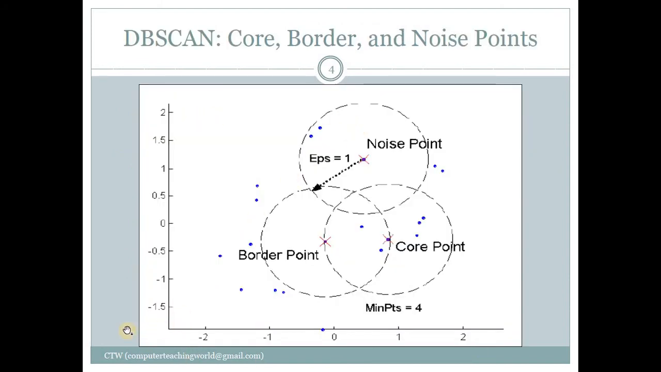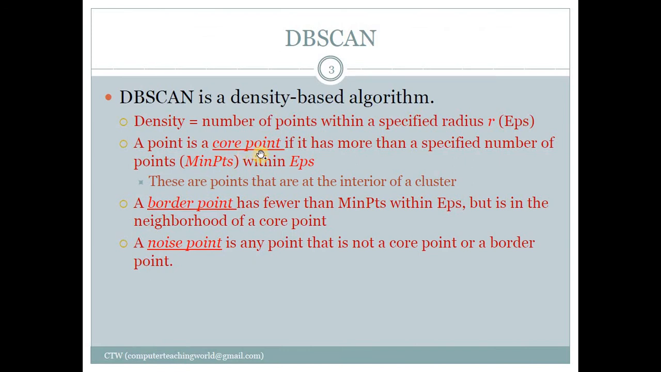Here you can see there are many points, and we need to find whether each point is a core point, border point or noise point. Here we used radius R equal to 1 and min points equal to 4. If we draw a circle around this point, inside the circle we have 1, 2, 3, 4, 5, 6 points, which is greater than the min points. So we call it a core point, because it has more than the specified number of min points.